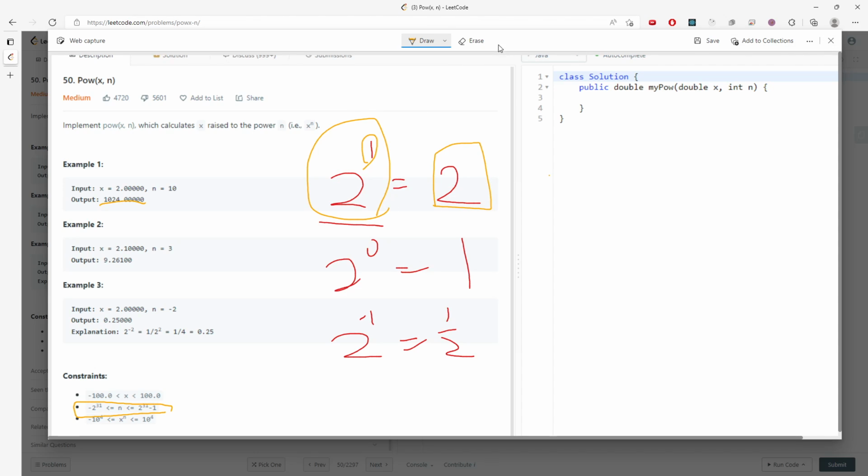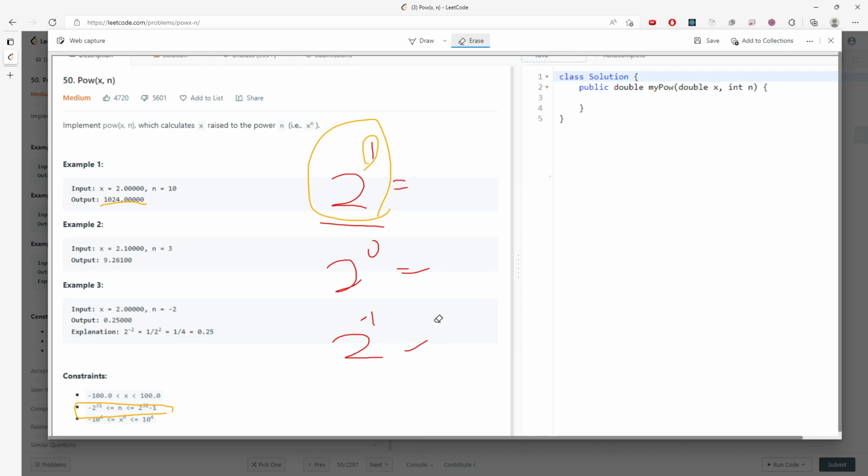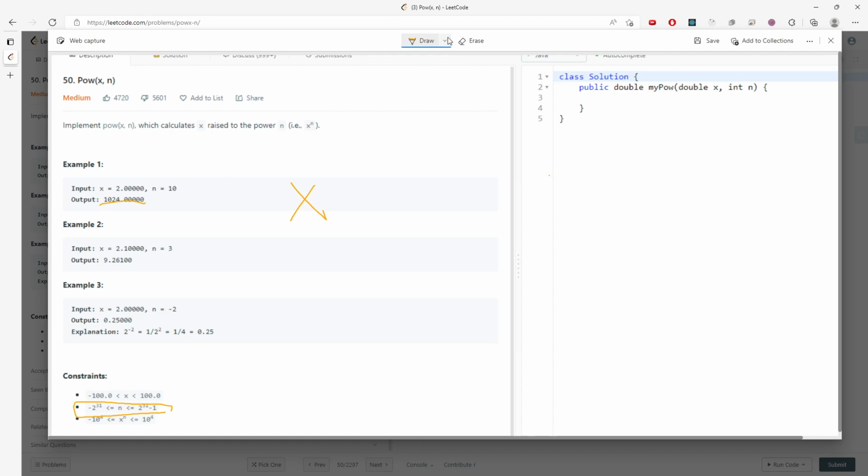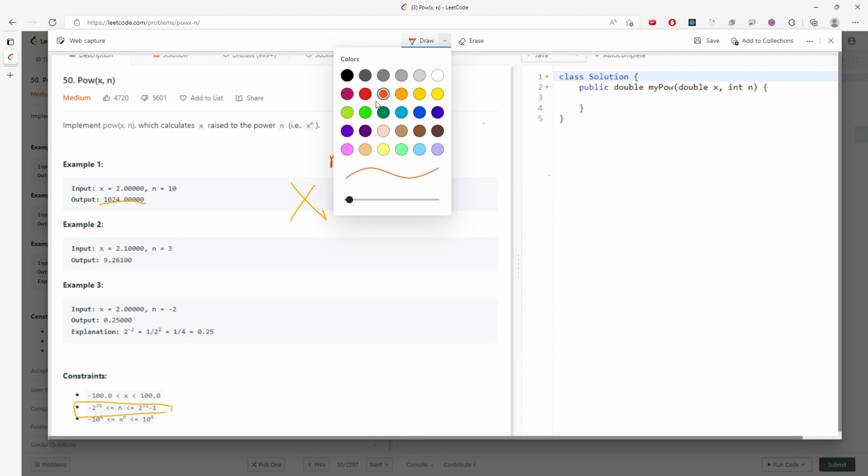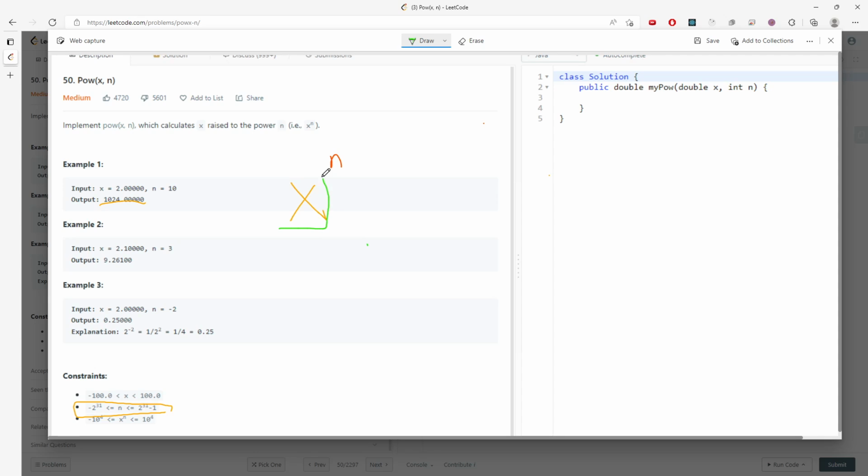So again, let's talk about the solution, like the idea. We need to make sure our exponent is positive before we calculate it. The base number, I'm going to say x. The power is going to be n. I don't care whether x is positive or negative, because this is really easy to calculate. But I do care about whether n is positive or negative.